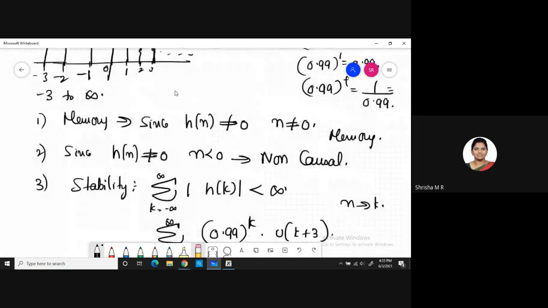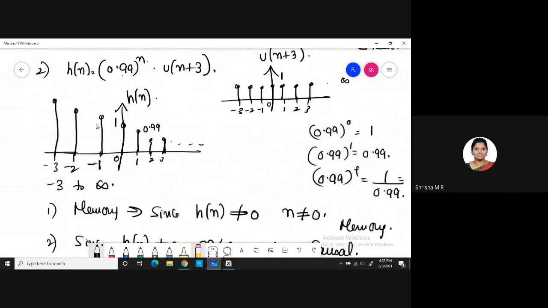So one more hint for you. If the amplitude goes on diminishing, then it's a stable system because the system will converge to some finite value. So if the signal is converging, like in this case, our amplitude is reducing, so the summation of h of k will be finite. Got it? Understood, everyone?